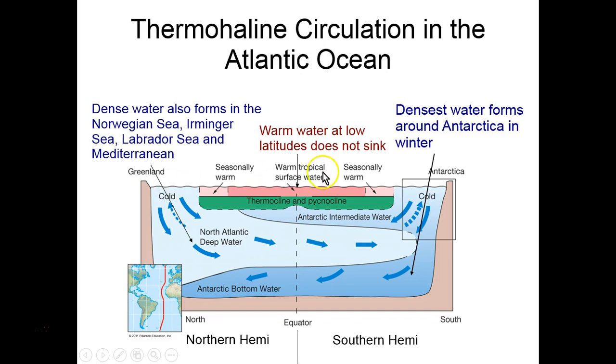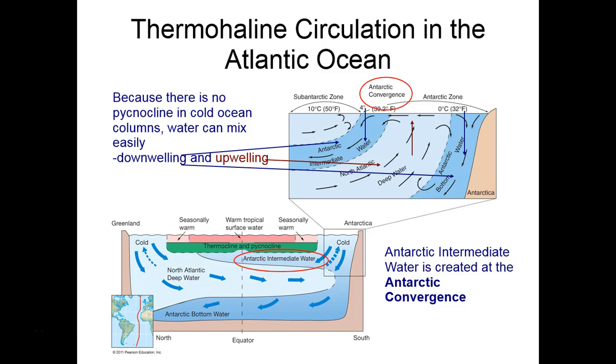Okay, and then at the surface, at the equator, you have really warm water because the sun is beating down on it, and also you have a lot of rain at the equator, so it's low in salinity. So it's also going to be low in density. And I want to draw your attention to this little area right here. You see that there's water moving up near the Antarctic. When water moves up, we call that upwelling, and when water moves down, we call that downwelling.